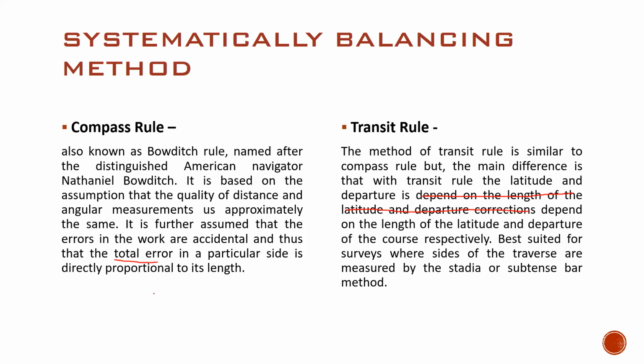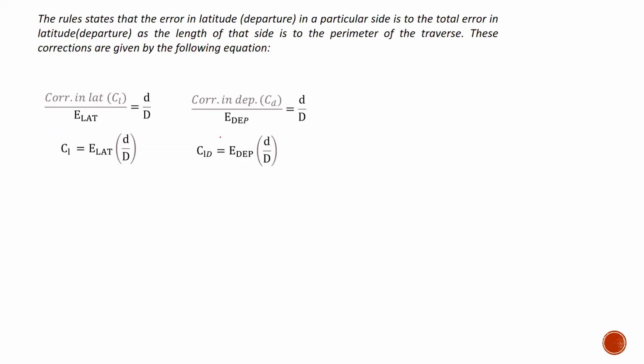Okay, discuss muna natin yung compass rule natin. So, the rule states that the error in latitude or departure in a particular side is to the total error in latitude and departure as the length of the side is to the perimeter of the traverse. These corrections are given by the following equation. Sabi daw doon, yung correction in latitude, let's say yung course AB natin has an error, di ba? Paano nga tayo nagkakaroon ng error? Or paano natin masasabi na nagkaroon tayo ng error pag yung latitude and departure is not equal to 0, yung summation.